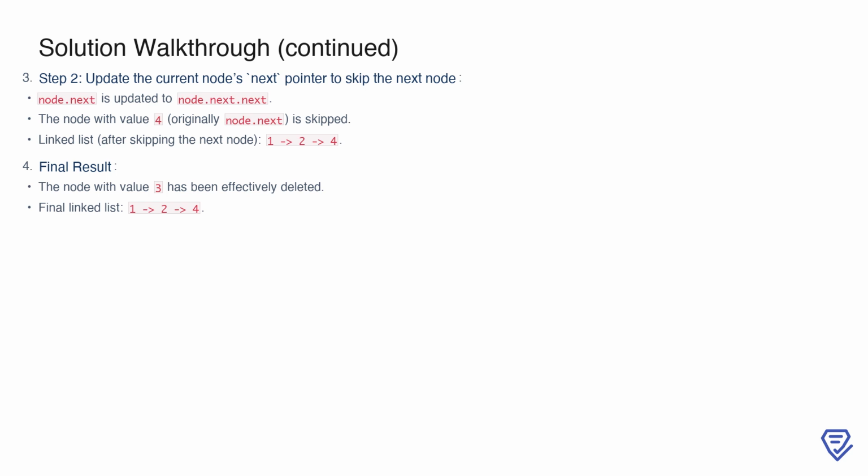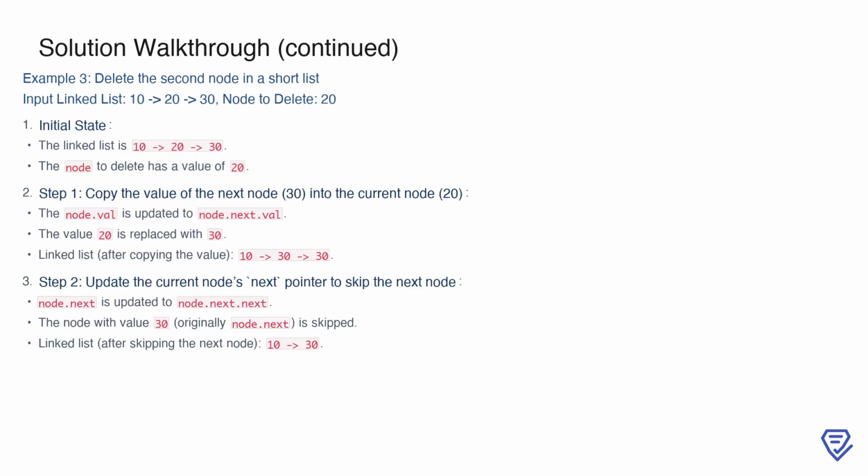Let's move on to a shorter linked list example, where the input is 10-20-30, and the node to delete is 20. First, we copy the value of the next node, which is 30, into the current node. This updates the value 20 to 30, so the linked list becomes 10-30-30.